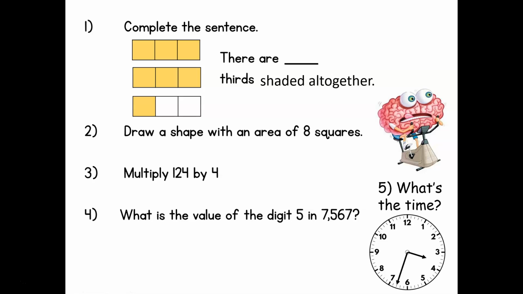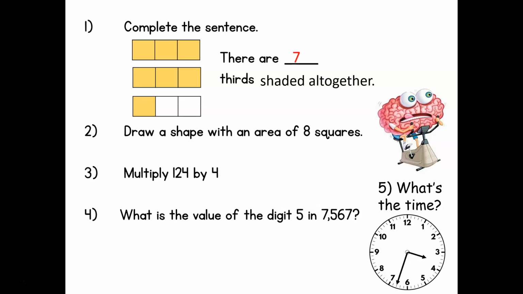Question 1 asks us to complete the stem sentence. We can see there are 3 bars. They have been divided into 3 parts to show thirds. We can see 2 whole bars are completely shaded and 1 part of the third bar. Altogether, there are 7 thirds shaded.